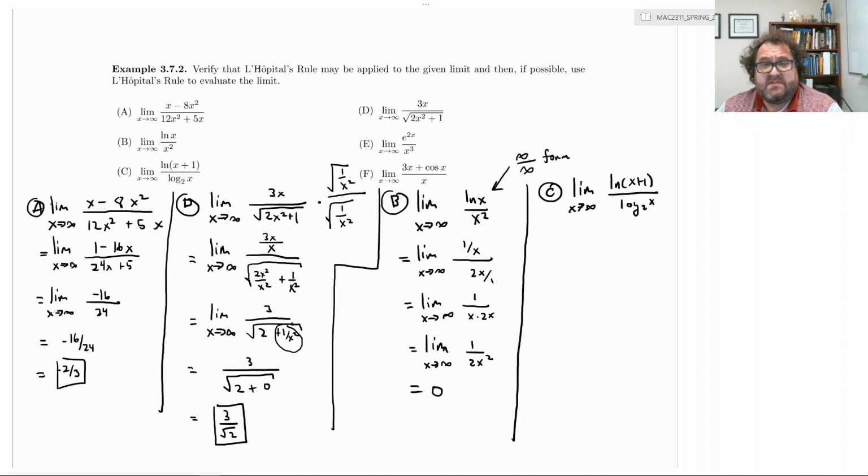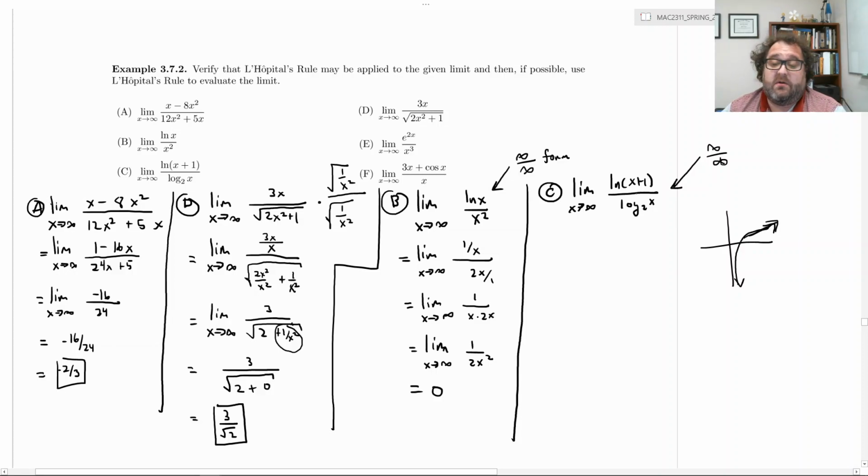First of all, notice this is in indeterminate form because the top is going off to infinity and the bottom is. Why? Again, think about the graphs of these logarithms. Basically, log base 2 looks like that, and it's going off to infinity steadily up and to the right. Natural log of x plus 1, well, okay, that's been translated to the left 1 unit, but otherwise it basically has the same graph. It just has an asymptote over here instead of the origin. And they're both going off to infinity. So it's clearly in infinity over infinity form.